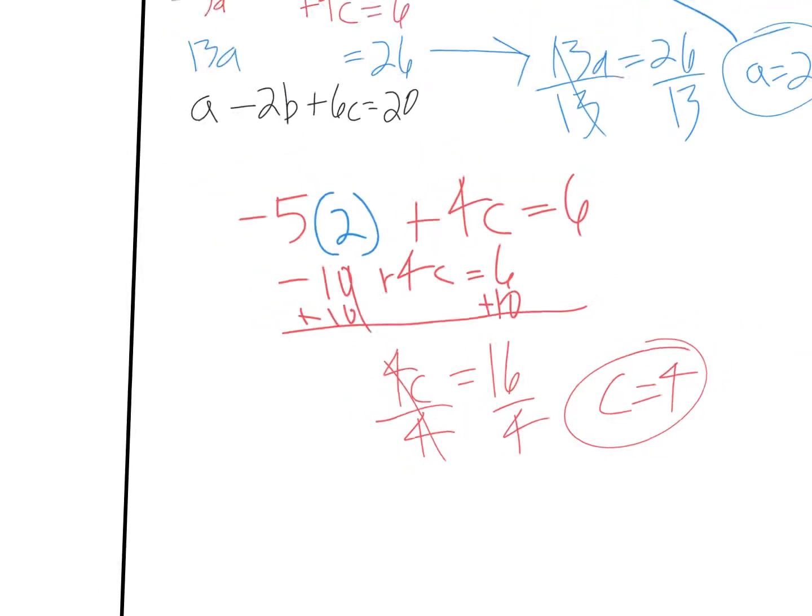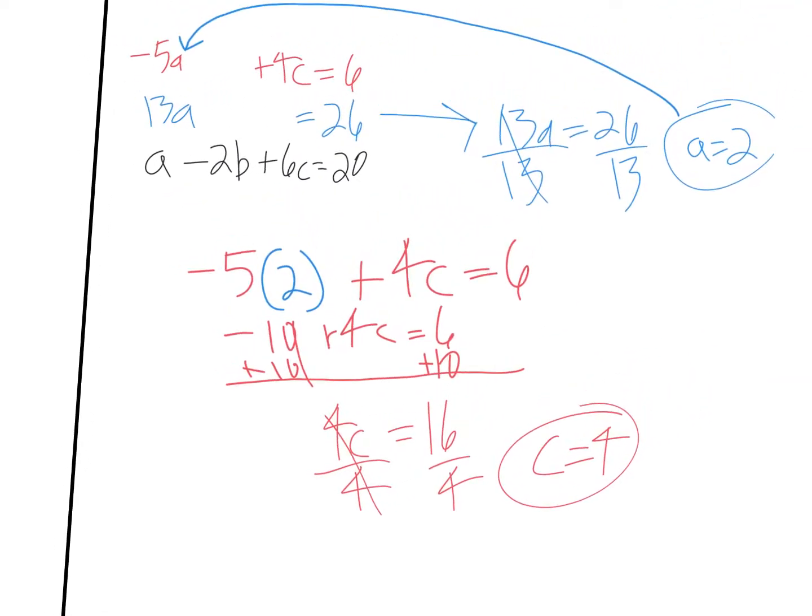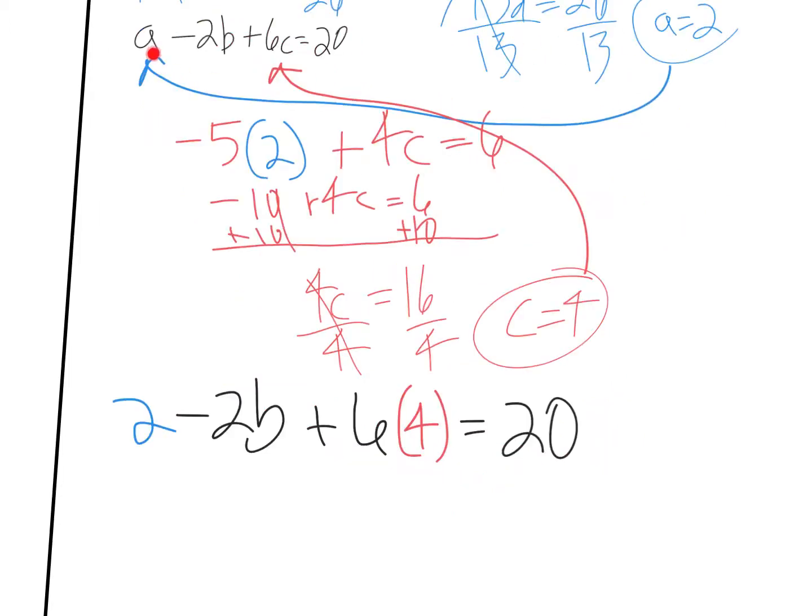Now that I've gotten my C and my A, I'm going to take A is 2 and plug it into that third one. Then I'll take my C is 4 and plug it into the third one as well and solve for B. So plugging in A is 2, it's going to say 2 minus 2 times B, and we don't know what B is yet, plus 6C, so plus 6 times 4 equals 20.